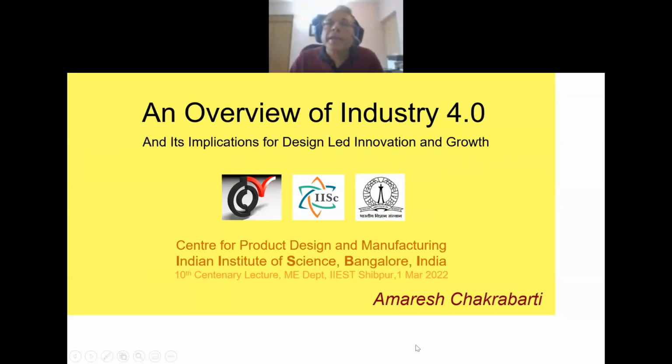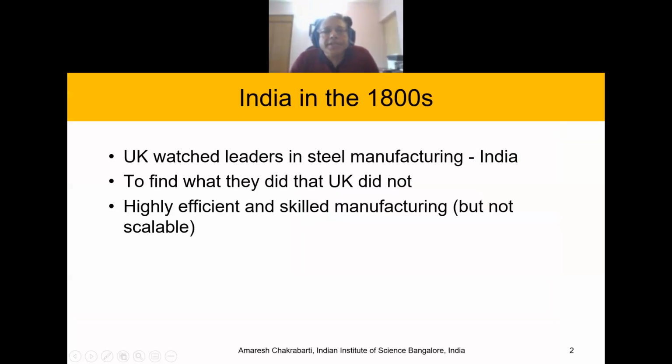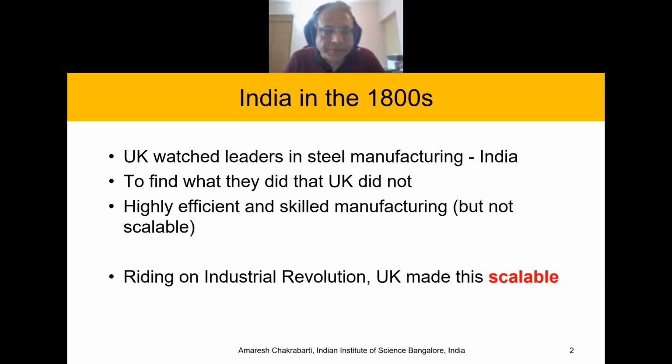Going back to that, India in the 1800s. UK was the leader in steel manufacturing. They visited India, and particularly to find out what it was that India was doing that the UK was not doing. And they found a very highly efficient and skilled manufacturing process, but they found also that this was not scalable. What they did, riding on the first industrial revolution, was make this scalable, and over a period of time, in combination with technological advances and political acumen, they made themselves the leaders.